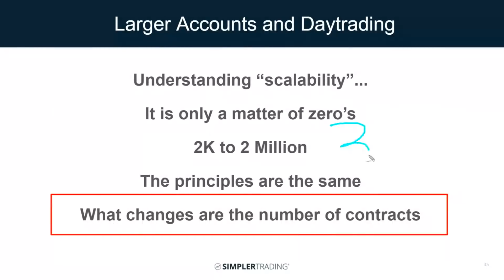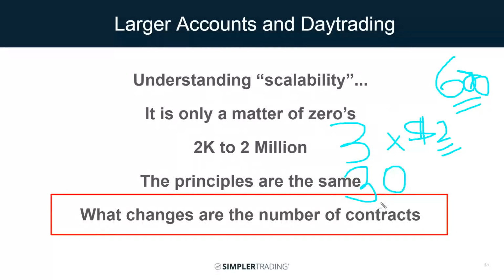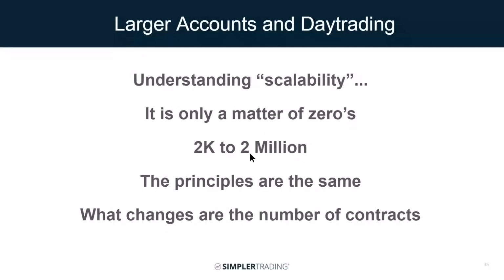So if you want to trade 3, for example, $2 ETFs because you want to keep your budget around $600 and your risk limited, great. Some traders in these very liquid markets might choose to trade 30 of them. They're scalable because we're talking about liquid markets.